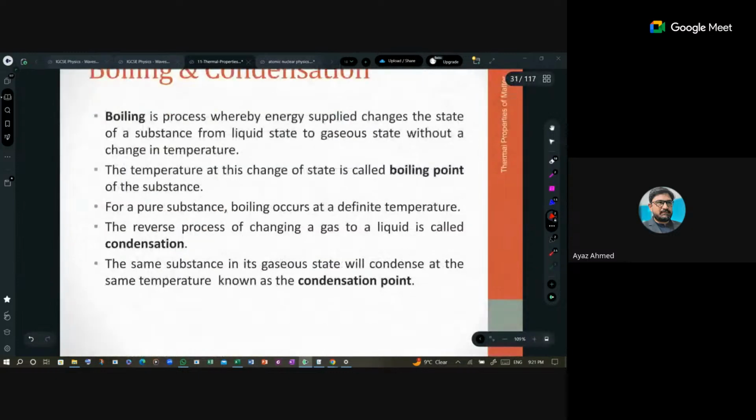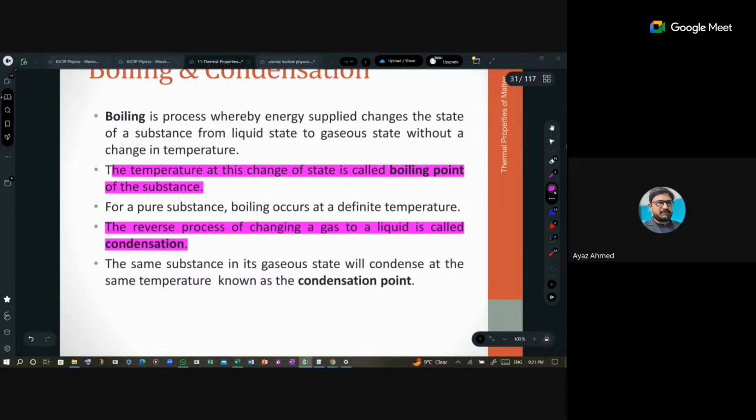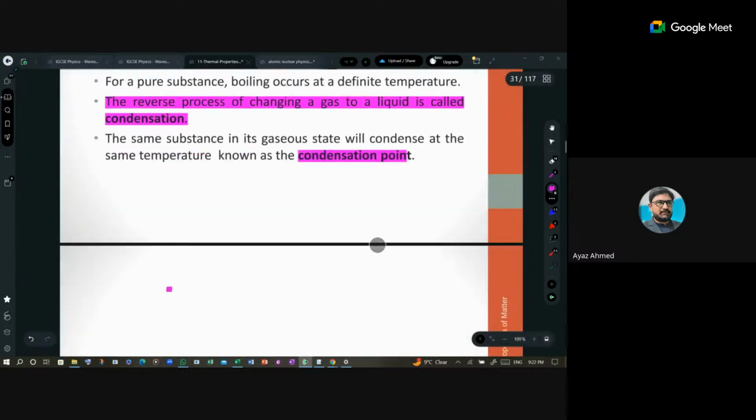Then boiling and condensation are reverse processes of each other. As you know, boiling is where energy is supplied to the system, and that changes the substance from liquid to gas. And if we release the heat, the reverse of this process takes place, and gas is converted back to liquid. That is called condensation. So condensation and boiling happen at the same point for one substance.